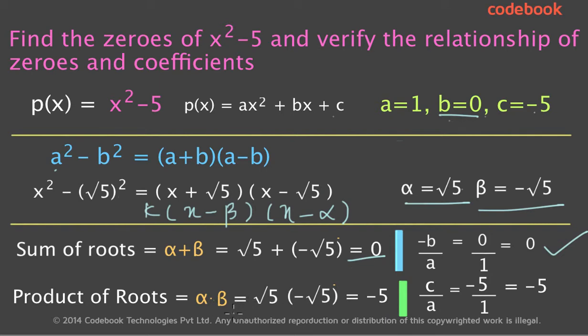Similarly, the product of the roots is root 5 times minus root 5, which is nothing but minus 5, because root 5 times root 5 is 5 and you have a minus, so it becomes minus 5. This should be equal to c by a. What is c? Minus 5. Minus 5 by 1, since a is 1, so that is equal to minus 5. So even this relationship has been verified. In this way, you can calculate the roots of a quadratic equation and also verify the relationships between the roots and the coefficients and constants of that polynomial.